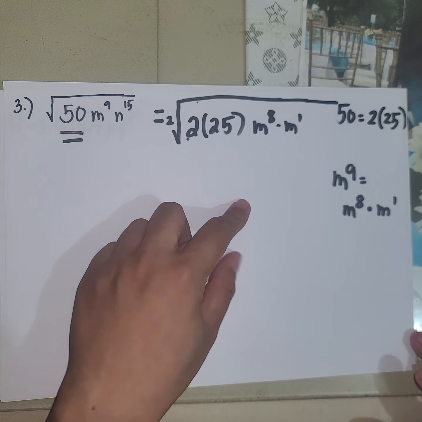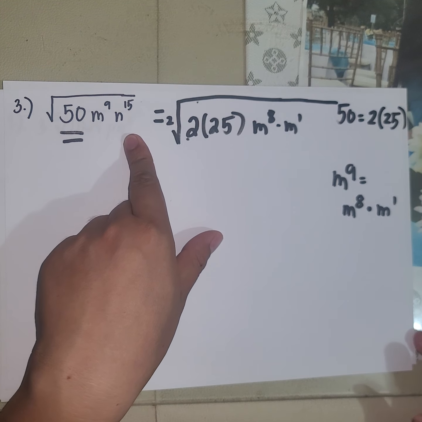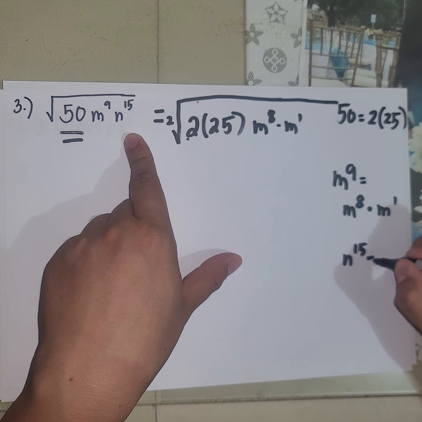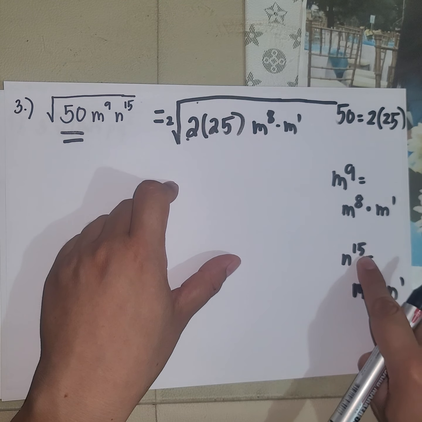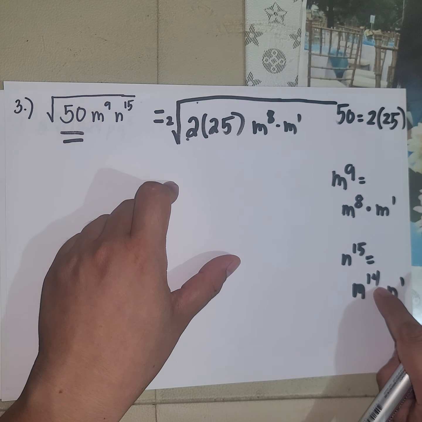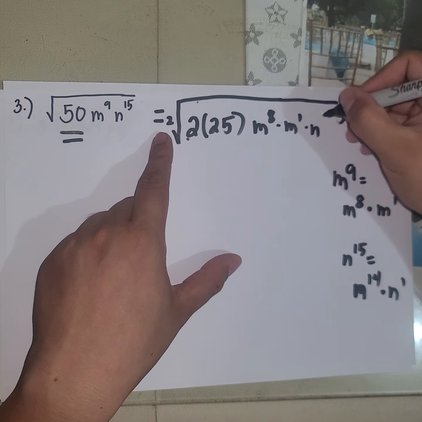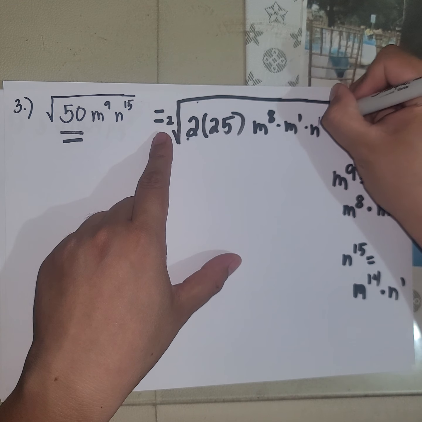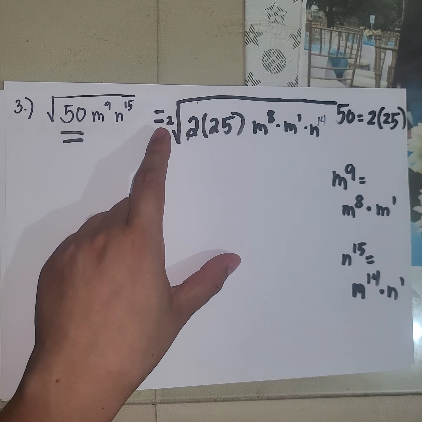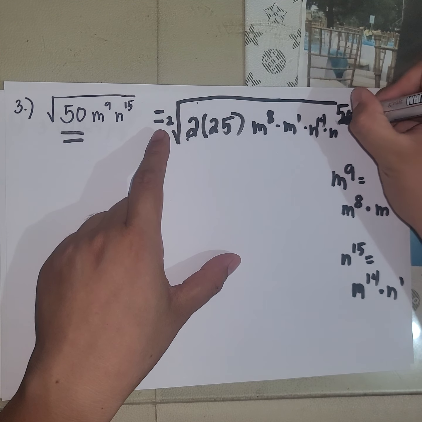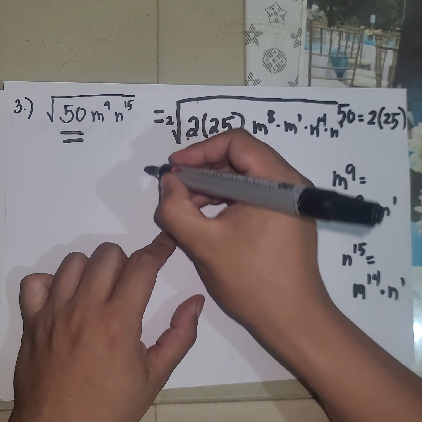And next, yung n raised to 15 ay equivalent kay n raised to 14 times n raised to 1. 14 plus 1, that is 15. And 14 is divisible by 2. So, palitan natin yan. So, n raised to 14 times n raised to 1.